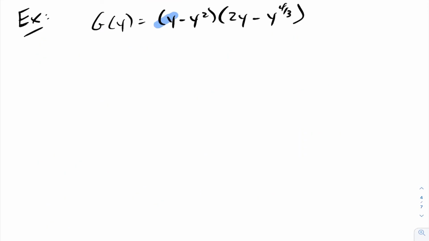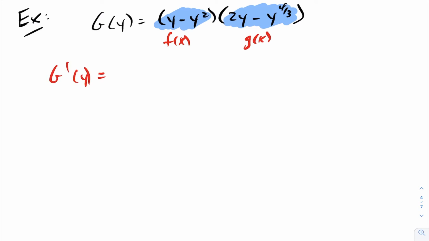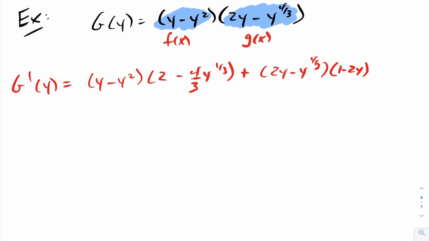So for this question here, we're going to view the first function as our f of x and the second function here as our g of x. Again, it doesn't actually matter. You can switch the order if you want, but obviously it's a lot easier to follow the formula that we've developed. So we have here first times the derivative of the second plus the second times the derivative of the first.